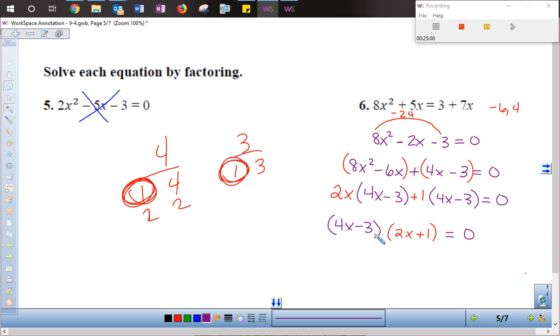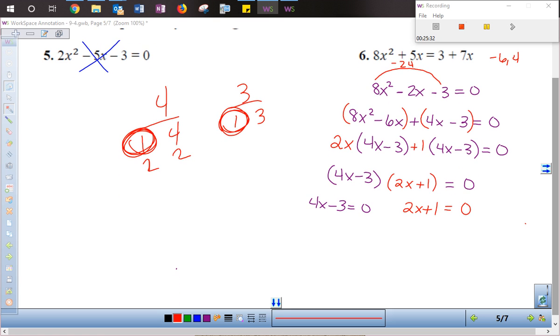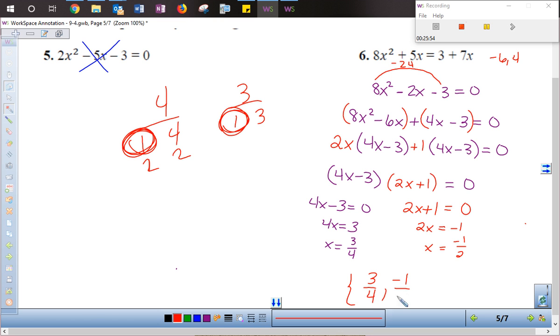So remember, to do that we use the zero product property. We take my first term here, which is 4x minus 3, and we set that guy equal to 0. Then I take my second term here, which is 2x plus 1, and I set that guy equal to 0. And at this point, we just solve like normal equations. So on this guy I would add 3 to each side and divide each term by 4, and I get 3/4. And on this guy, I'd subtract 1 from each side and divide each side by 2, and I'd get negative 1 over 2. So my solutions are 3 over 4 and negative 1 over 2.